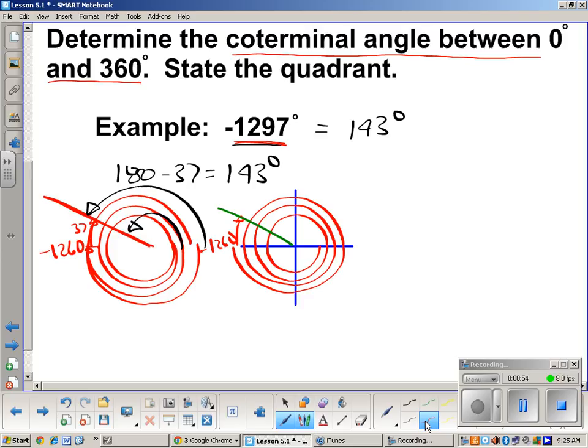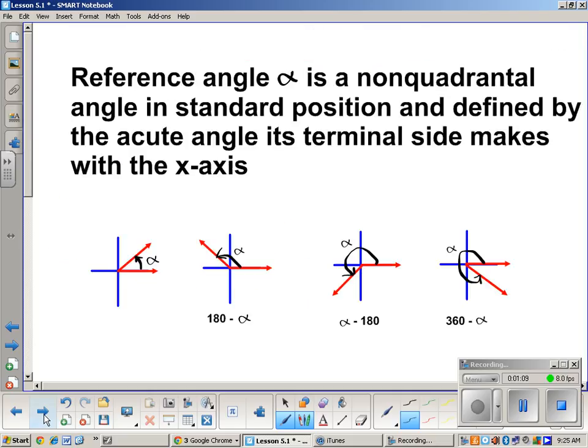And so this angle would be 37 more than this one. And so then we said from here to here would be 180 minus 37, which is 143. So then you would want to pause it real quick right now to write this down.